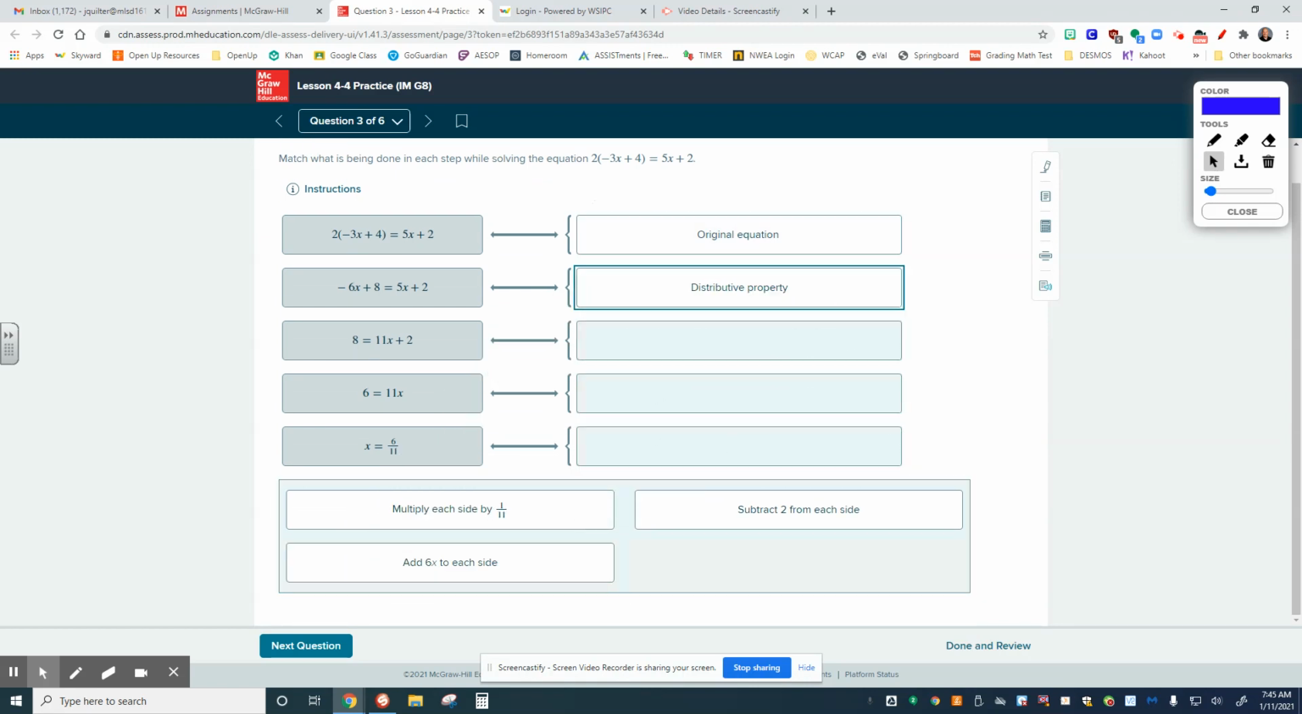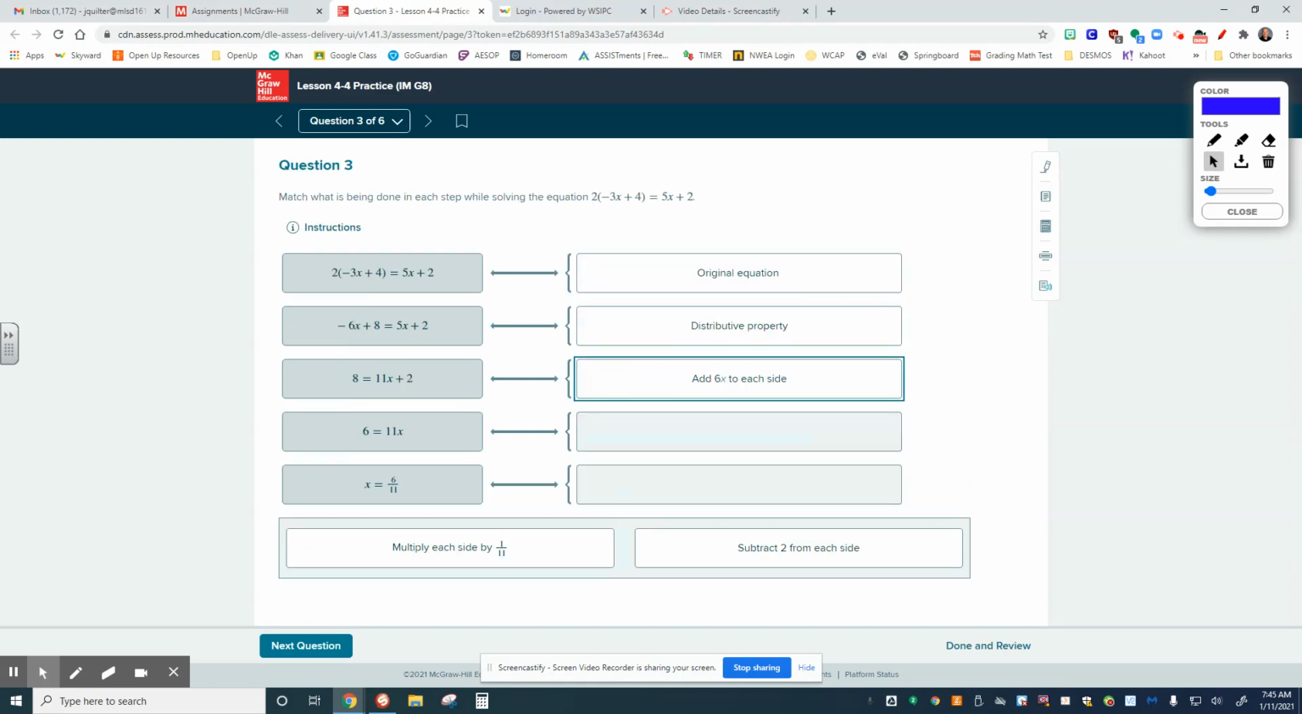The very next step, I now see that minus 6x is gone. It's no longer here in this expression on the left. So how did we get rid of it? The opposite of a minus 6x is a plus 6x. So in that step, we would add 6x to each side.